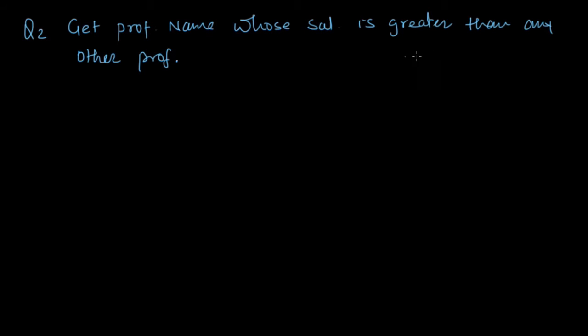Now in this next query we will be using the ANY operator, okay. The query is: get the professor name whose salary is greater than any other professor. So it's obvious that it is asking for the professor name whose salary is not the least. So his salary is at least greater than one other professor. We already know our professor table: it has ID, name, department and salary as attributes.